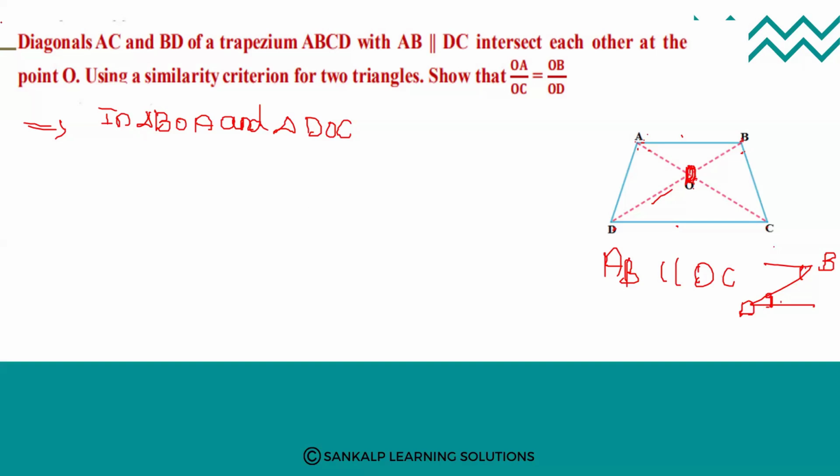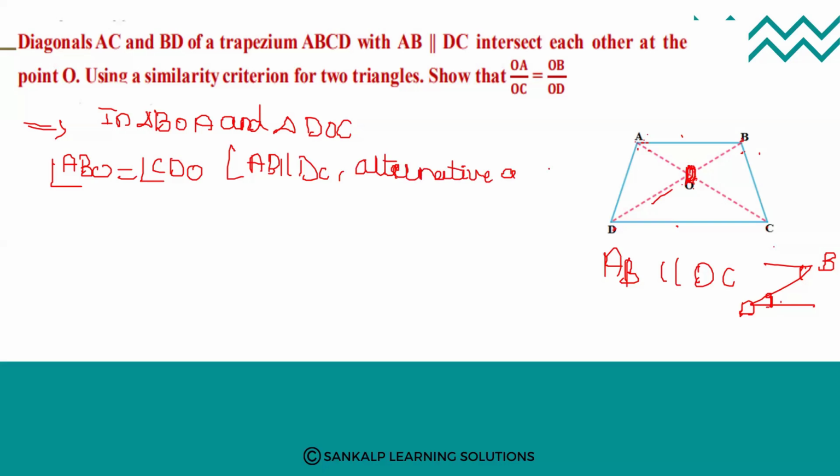So angle ABO is equal to angle CDO. So that means B and D are equal. ಅದನ್ನೇ ಹೇಗೆ ಹೇಳ್ತೀವಿ? ABO is equal to CDO. These two are alternate angles when AB is parallel to CD or DC. Alternate angles. Okay, so alternate angles are equal.